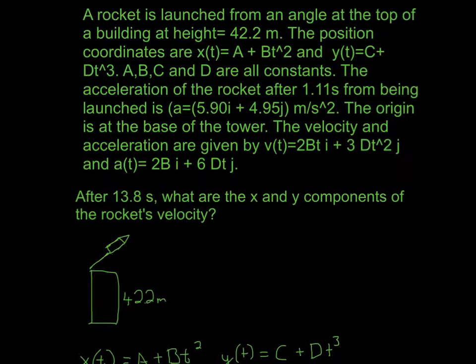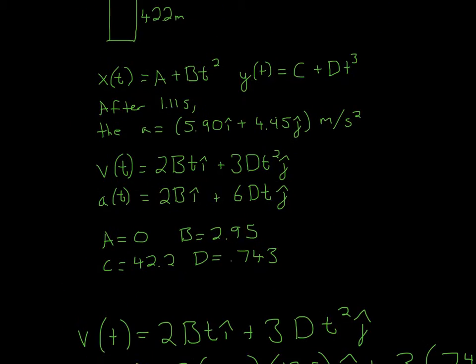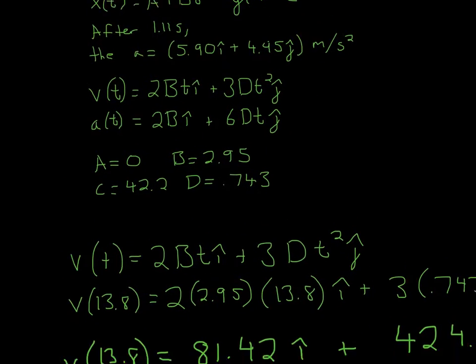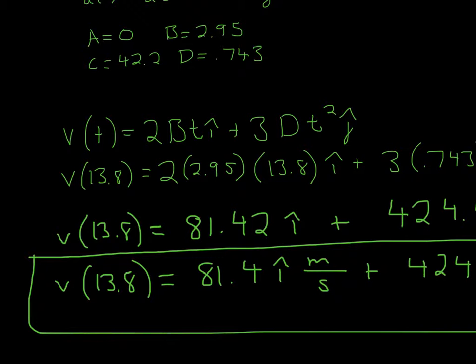We can just plug in all the stuff. All I did here was write down everything I know, and then finally I wrote the actual velocity formula, and then I plugged in everything. So b is 2.95. Time is 13.8 as given by the problem. i hat just means all of this is in the x direction.